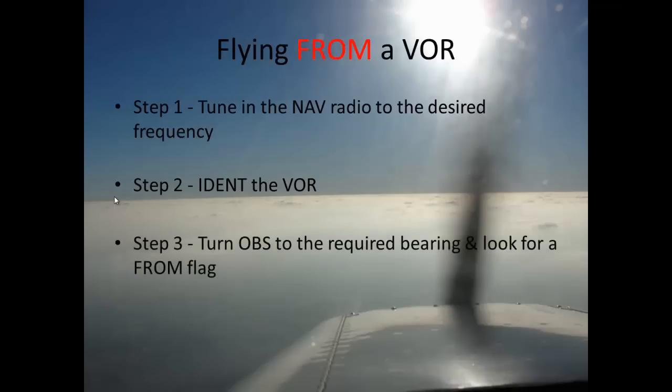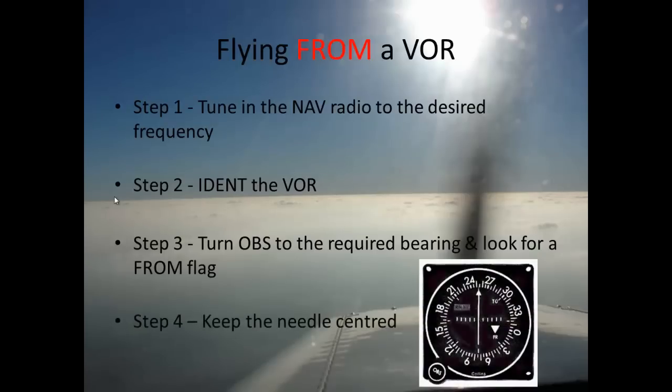Step 3, turn the OBS to the required bearing and look for a from flag. Now remember, when we're flying to a VOR, we turned the OBS until the needle was centered and we had a to flag. If you're flying from a VOR, just keep turning the dial until you have a from flag. Once you have a from flag, keep turning it until the needle is centered, and then follow exactly the same procedure as you did for flying to it, and simply keep the needle in the middle.